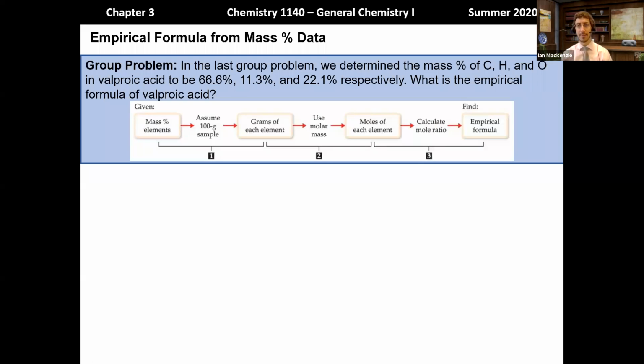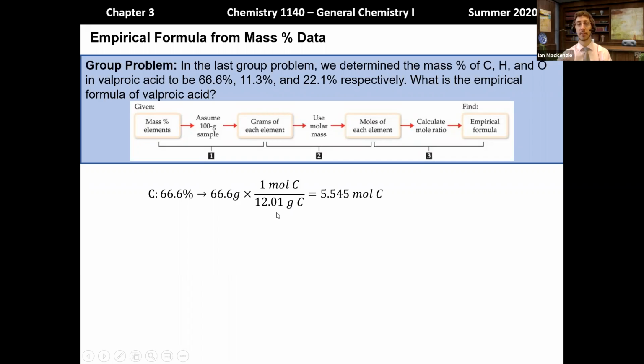So again, in the last problem that we had done, we determined the mass percents for carbon, hydrogen, and oxygen in valproic acid. And we got them to be 66.6%, 11.3%, and 22.1% respectively. So what's the empirical formula for valproic acid? Well, I follow the same process. I start with my mass percent. I assume that I have a 100-gram sample. That means that my mass percent is just a number of grams. And then I convert that number of grams to moles by dividing by the atomic weight of that element.